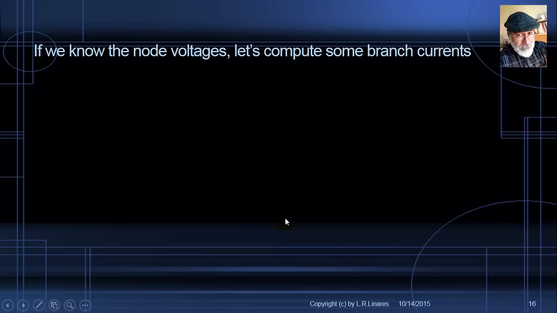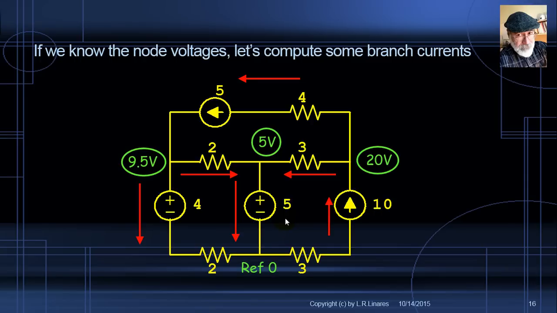Let's say now that we have computed all the node voltages one way or another, and we want to compute the branch current. Remember, to solve the circuit is to find the voltage in every node, find the current in every branch, and the power in every element. Let's compute some branch currents. Here's the circuit, and voltages are given. 0 for the reference node, 5 volts in the middle, 9.5 and 20 volts. We obtained them. With those, let's compute the branch currents.